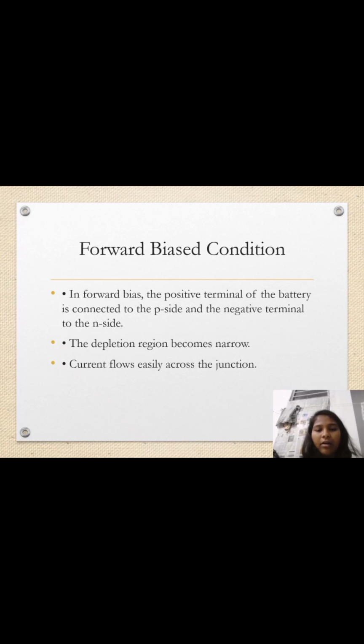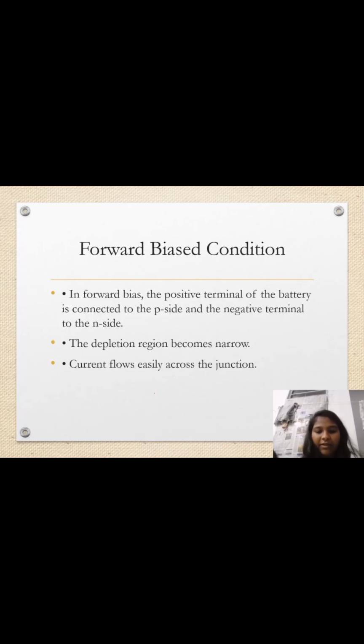Here there are two conditions: one is forward bias condition and the other is reverse bias condition. In forward bias condition, the main thing is that the positive terminal of the battery is connected to the P side and the negative terminal is connected to the N side. That is the main thing we have to remember about forward bias. Next, the depletion region becomes narrow. In forward bias, the depletion region is very narrow.